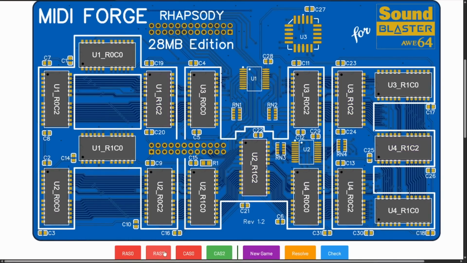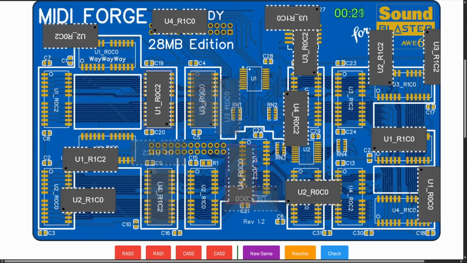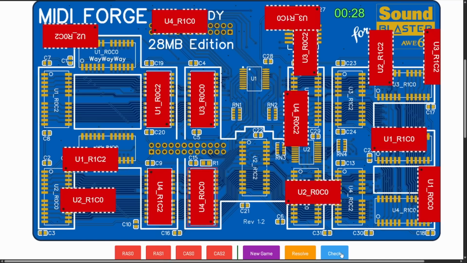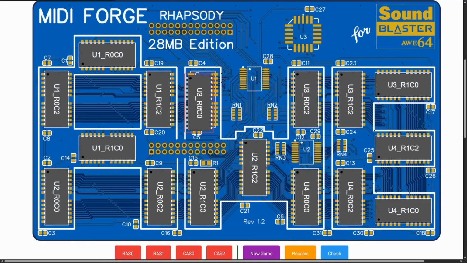By the way, the RAS and CAS highlights here have no effect on the game. You can just start over and you can rotate the chips with the letter R on your keyboard and they are going to snap into place. It does allow you to put chips in the wrong way. And if you check, well, then you will see what kinds of mistakes you made. So even if a chip is not properly aligned, even though it's there, but it's not correctly placed on top of the pads, you will not solve the puzzle.